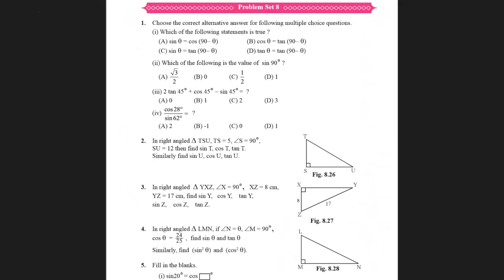Question number 3, 2 tan 45 plus cos 45 minus sin 45. Substituting the values, you will get cos 45 is 1 by root 2, sin 45 is 1 by root 2, which will get subtracted. Your answer will be 2 into 1, 2. Answer is C. Question number 4. This I'll show you how to do it.